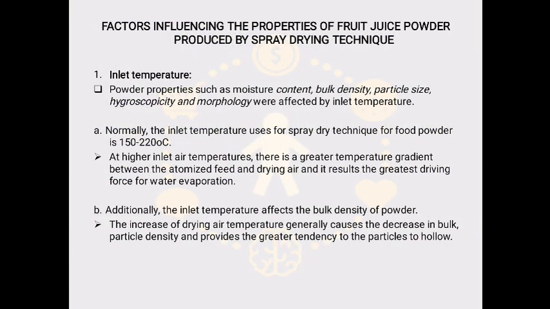Now let's see the factors influencing the properties of fruit juice powder produced by the spray drying technique. The factors consist of inlet temperature, air drying flow rate, atomizer speed, feed flow rate, type of carrier agent, and the concentration of the carrier agent. Inlet temperature. Powder properties such as moisture content, bulk density, particle size, hygroscopicity, and morphology are affected by inlet temperature. Normally, the inlet temperature used for spray drying of food powder is 150 to 220 degrees Celsius.